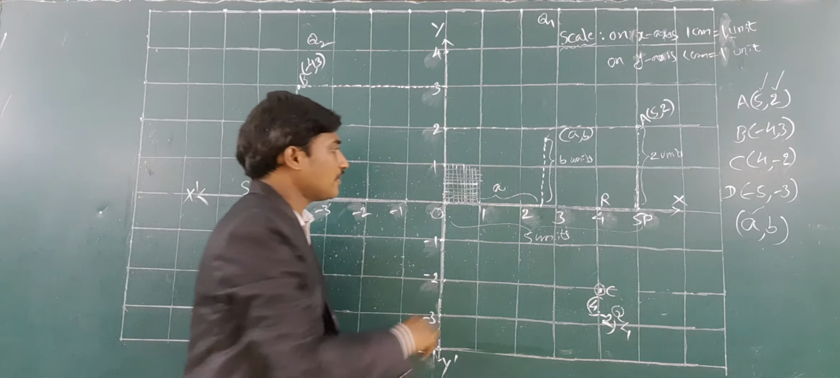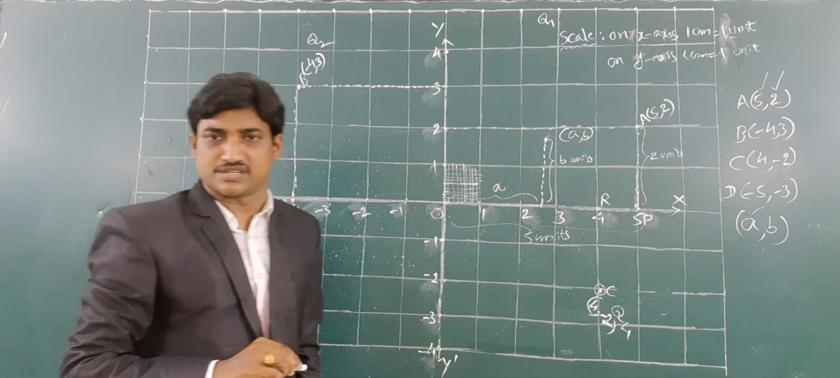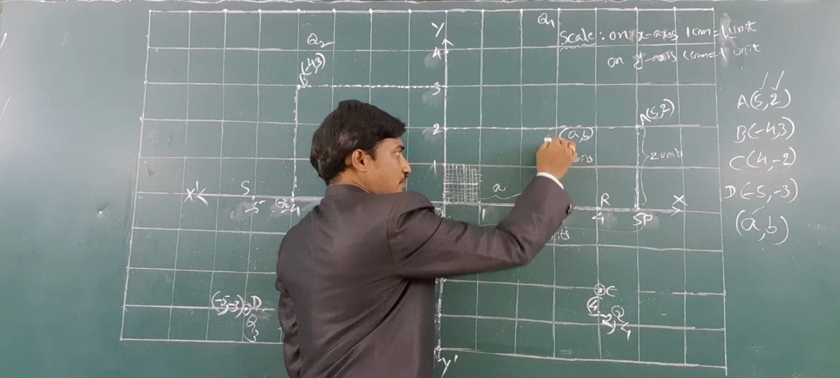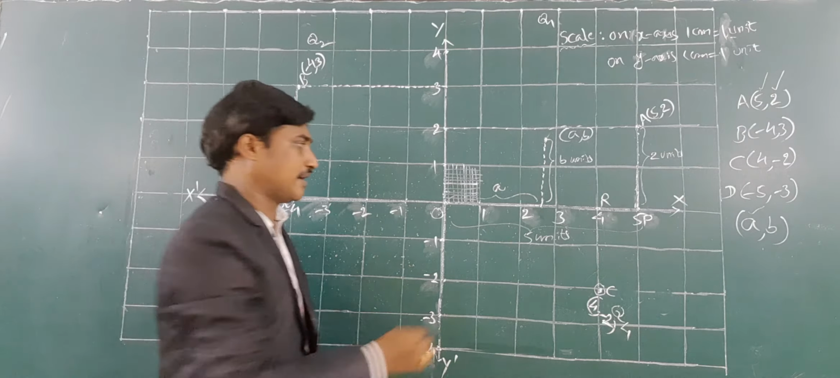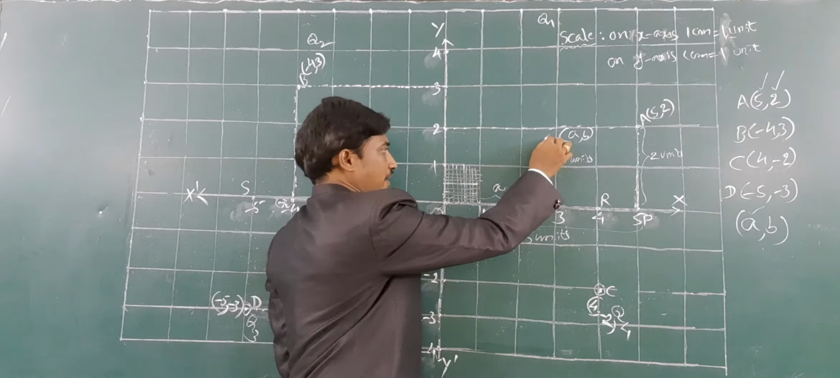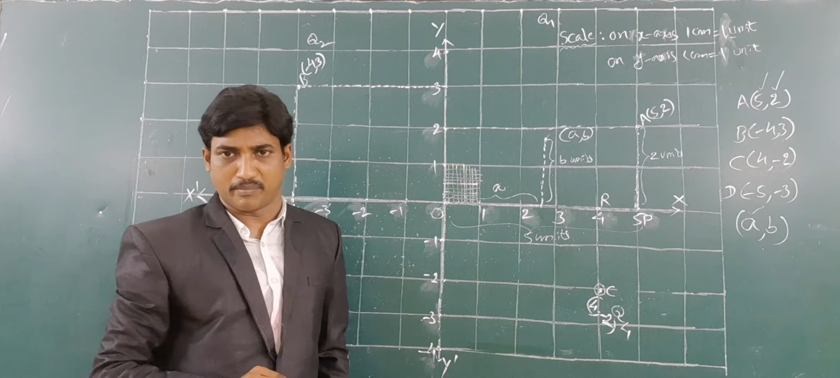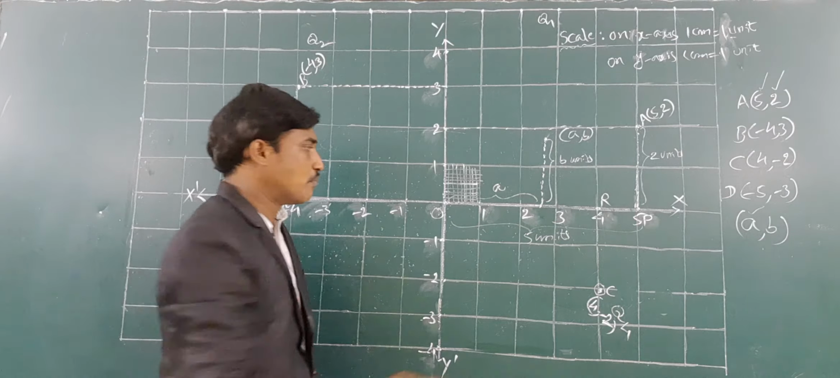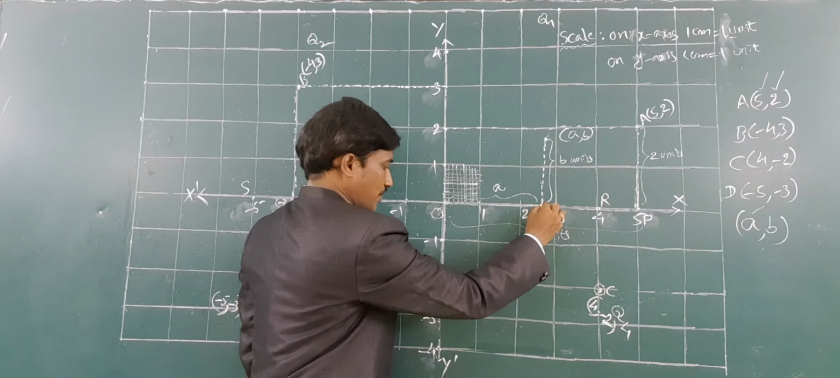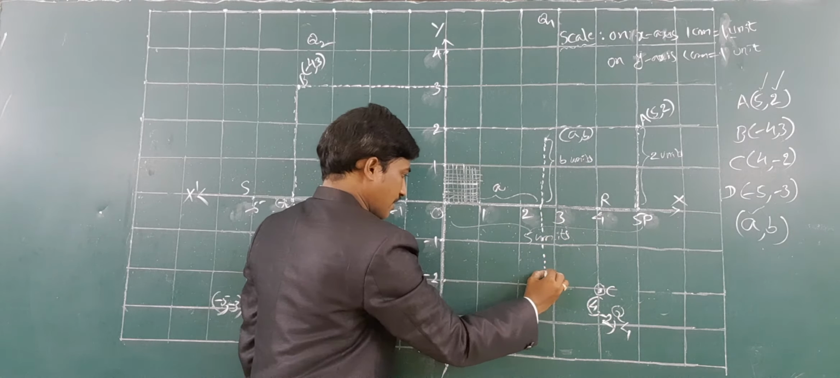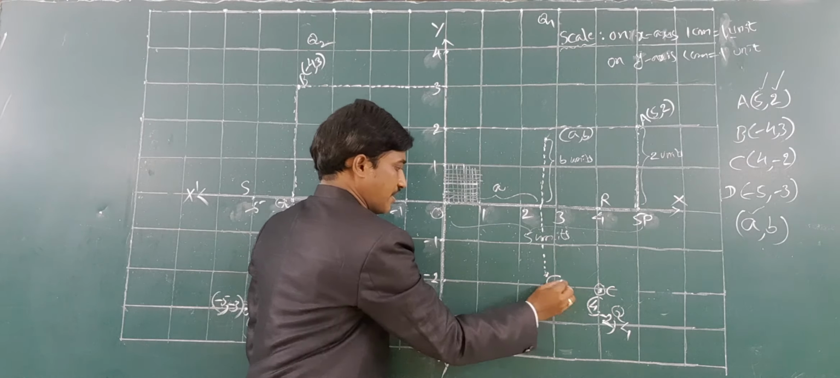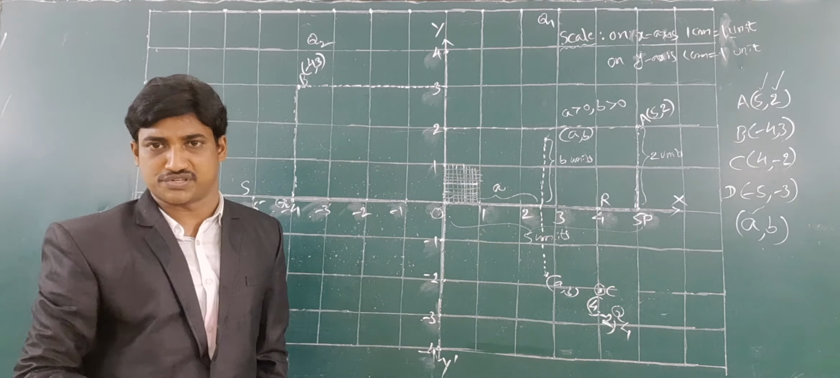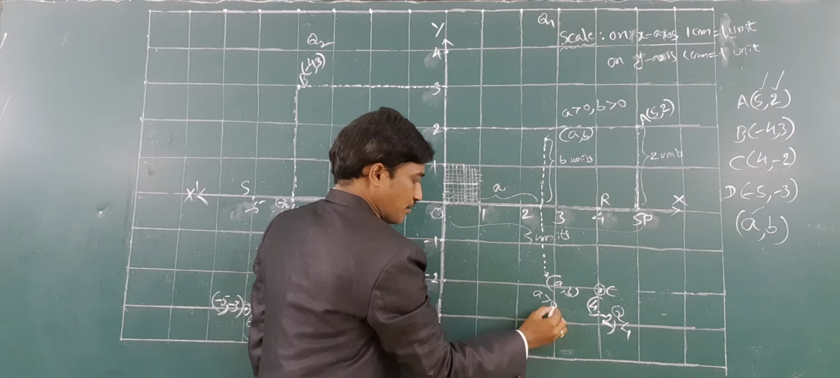Here, first of all, move A units towards the x axis if A is positive. Then if B is positive, move upward along the vertical line, and the destination point represents the ordered pair (A, B). If B is negative, after reaching A units, move vertically downward B units. The destination point represents (A, B). Here A is greater than 0 and B is greater than 0, A is positive and B is positive. Here A is greater than 0 and B is less than 0.